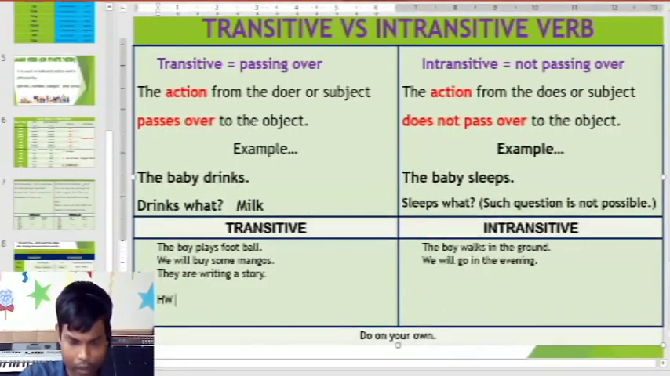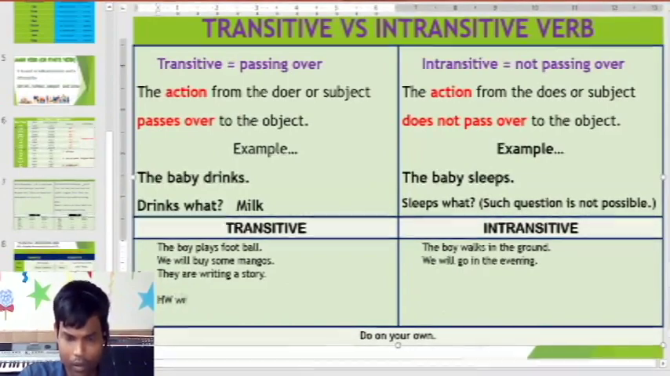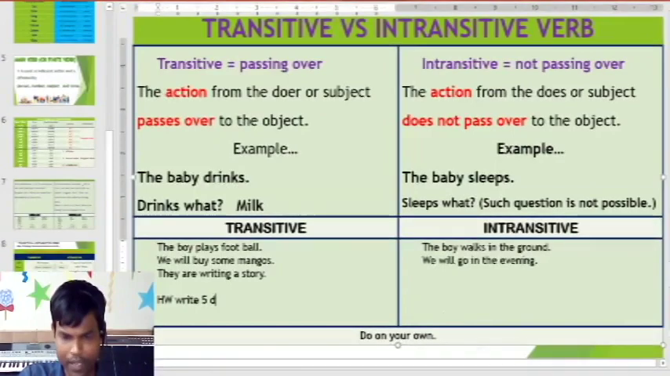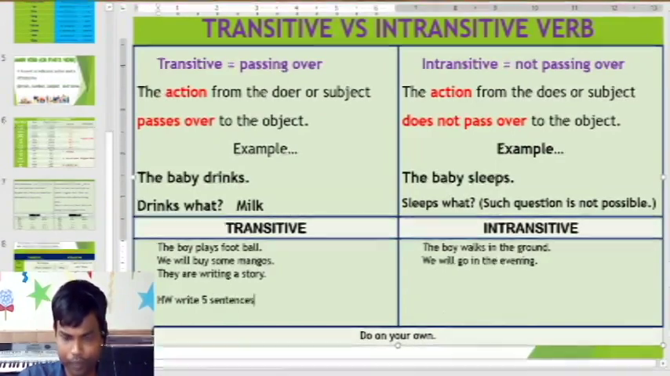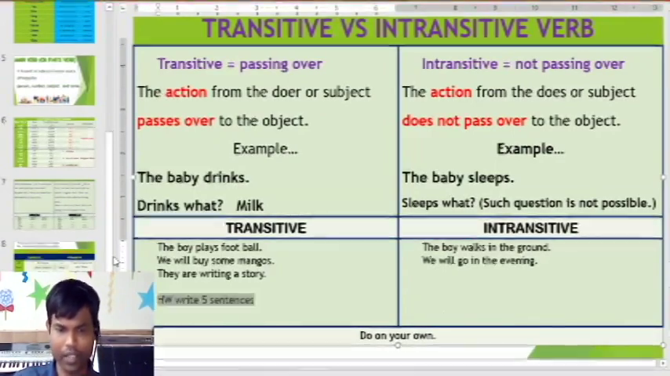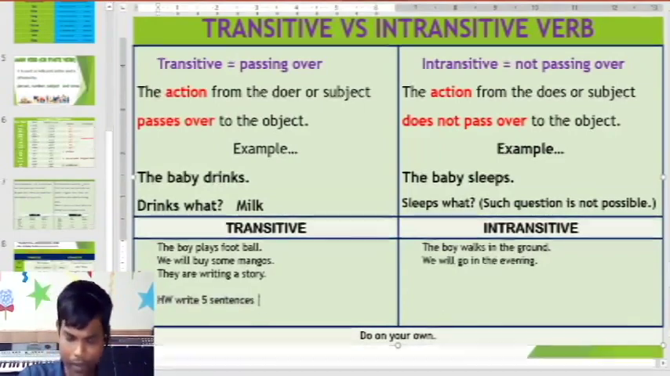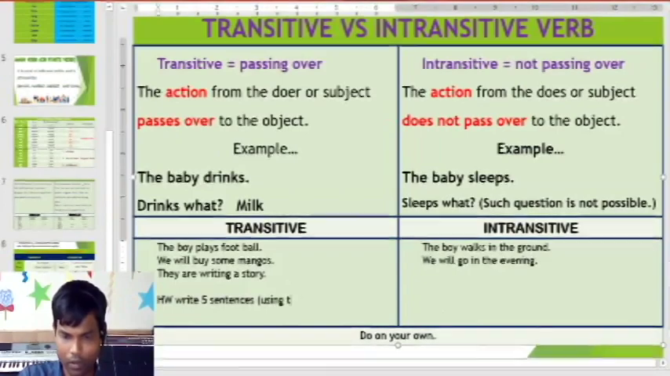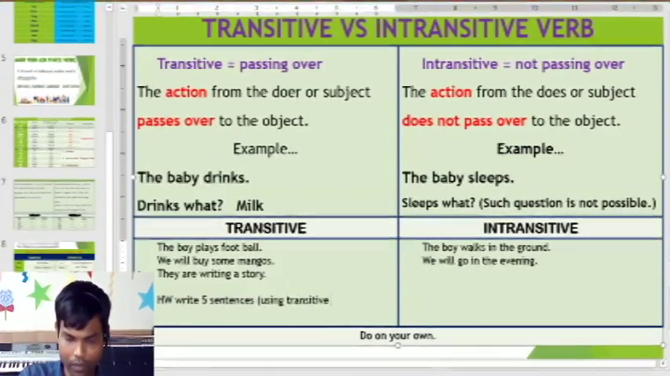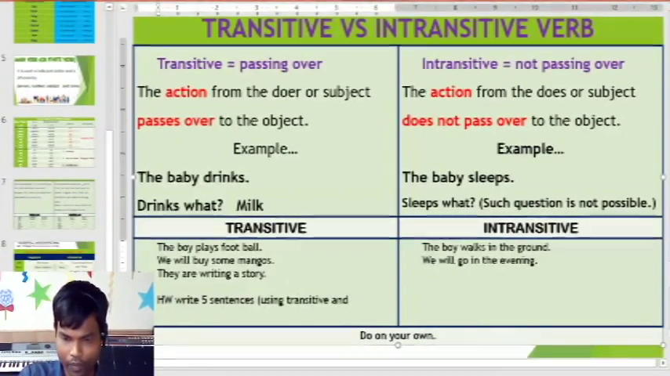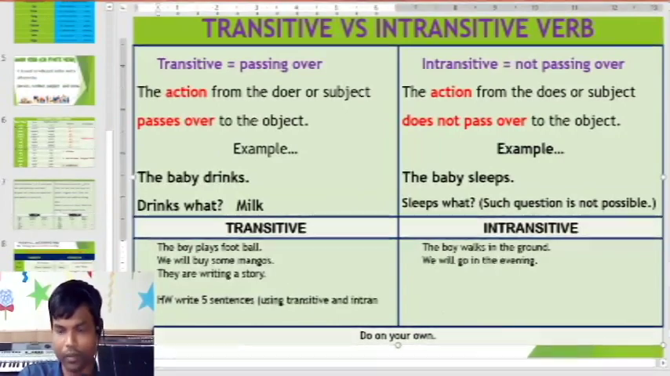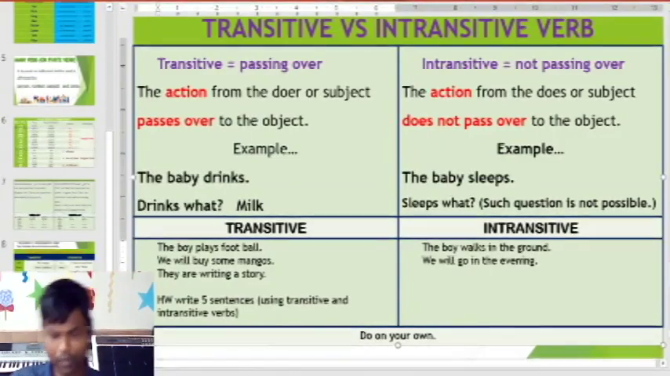Homework. Write five sentences using transitive and intransitive verbs. This you will be doing.